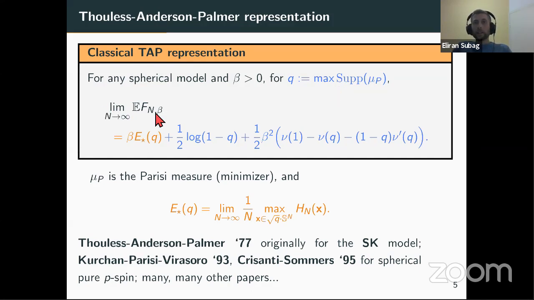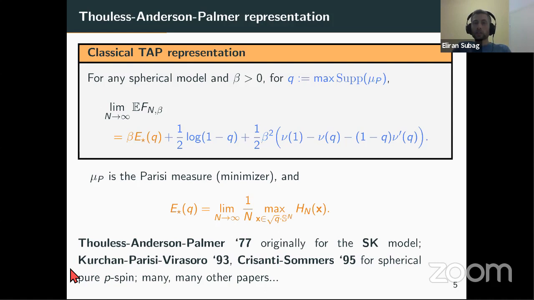Then you can write the limiting free energy as the sum of 3 terms. The last 2 of them are explicit, given Q and your model nu and the choice of beta. And the first is the ground state energy, but computed over the sphere of radius square root Q, not the sphere of radius 1 on which we originally defined the model. And just to comment, you extend your random function to the interior of the sphere, to the ball, using the same formula that we saw on the second slide.